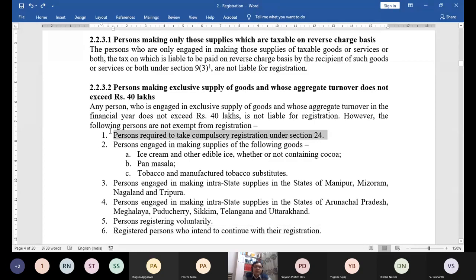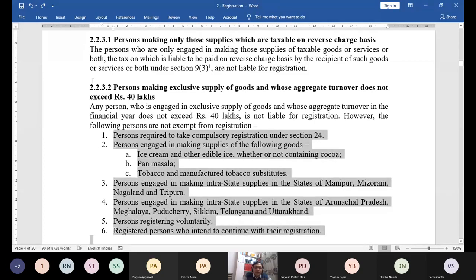So these are 6 riders, you can say, where even if you are a supplier of goods, even if your aggregate turnover does not exceed 40 lakh, still you cannot take the benefit of exemption from registration. Now whether you are liable or not, that is none of the concern of section 23.